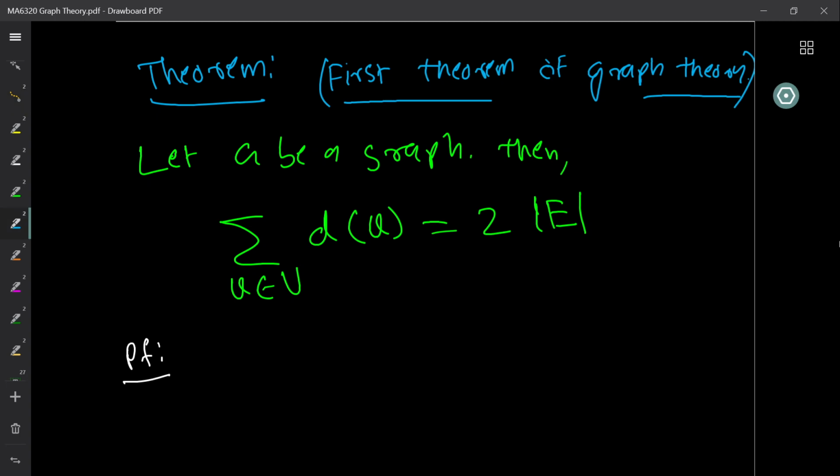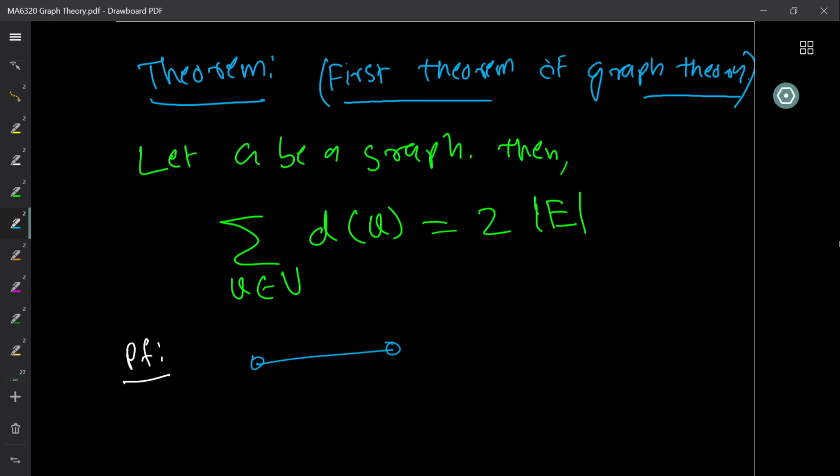So the proof comes from the fact that, given any graph, what is degree? Degree is the number of edges incident with a vertex. So if you look at a vertex, the degree is the number of edges incident with it. But if you look at an edge, the edge is incident to precisely two vertices. Every edge has two endpoints.